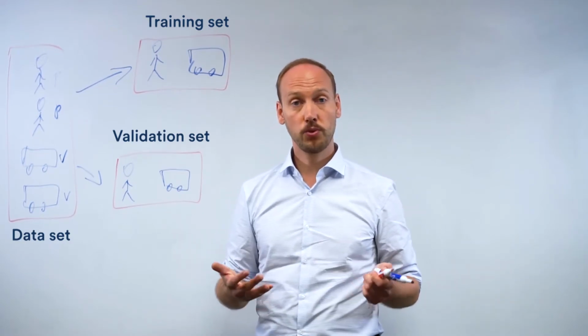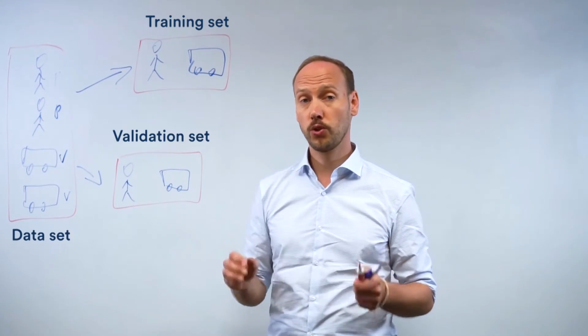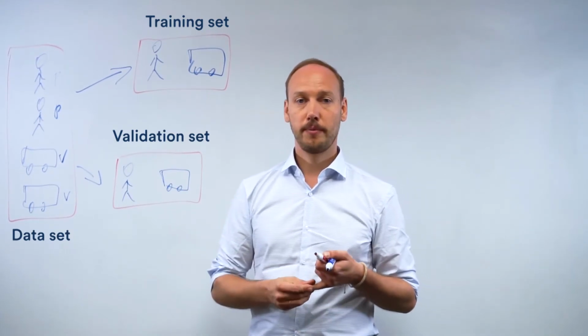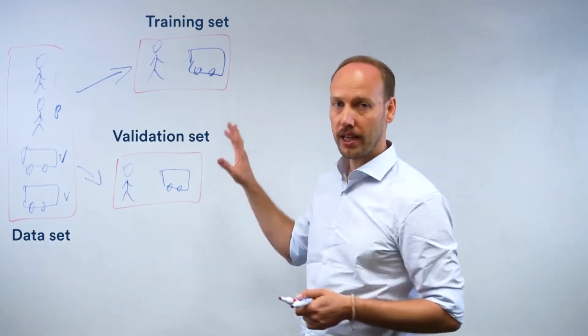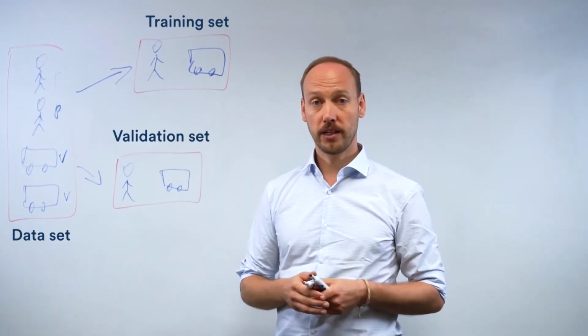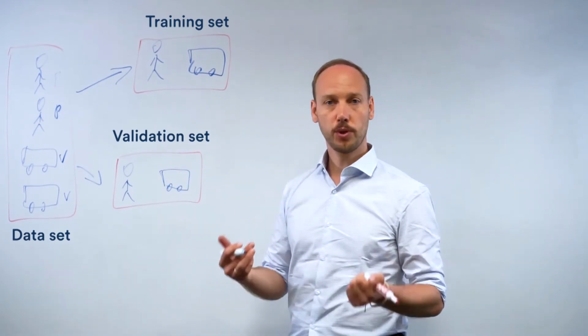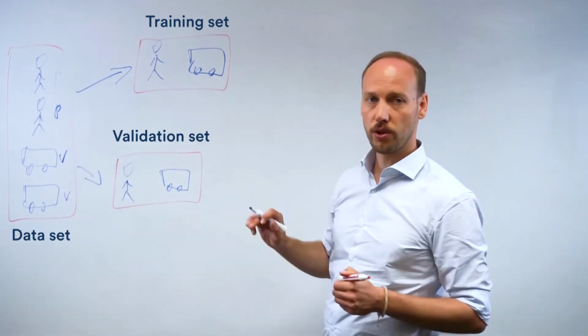With deep learning, we do not define it before. So we do not know what the best way is to describe a person or a vehicle. But instead, we feed so much data to the network that eventually it will figure it out by itself. And this is what happens when we train the neural network with our training set.